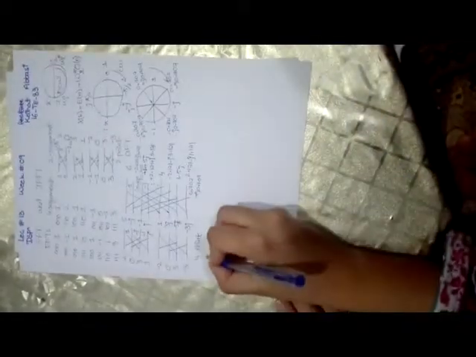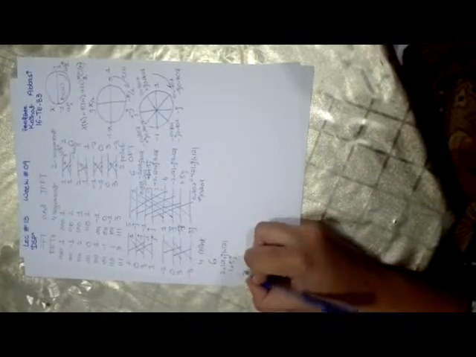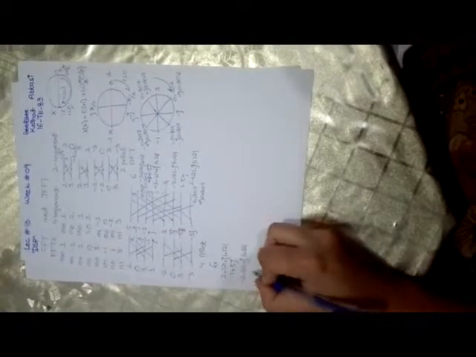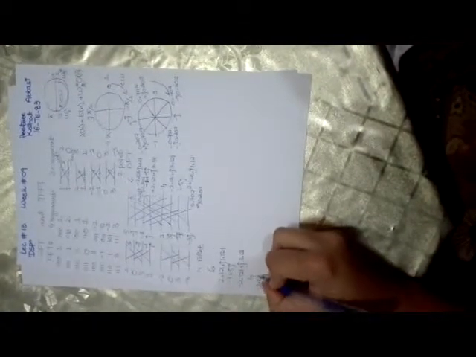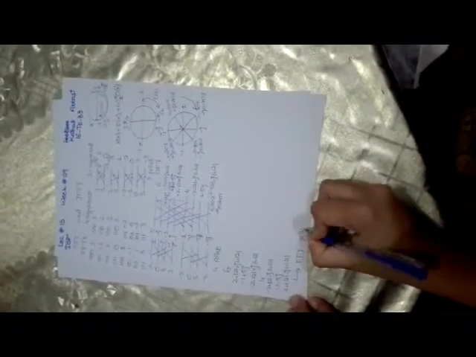I will rewrite the sequence that I obtained: 2.121 plus j of 1.121, minus 1 plus 5j, minus 2.121 plus j of 3.121, 4, minus 2.121 minus j of 3.121, minus 1 minus 5j, and 2.121 minus j of 1.121. This sequence is known as the fast Fourier transform, and the sequence is X of k.